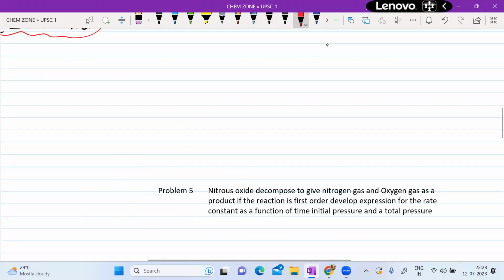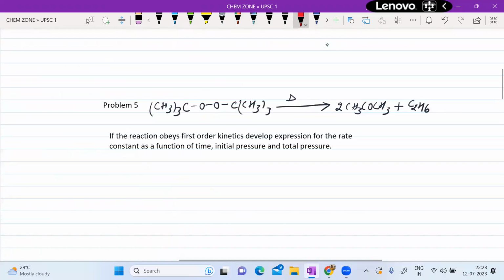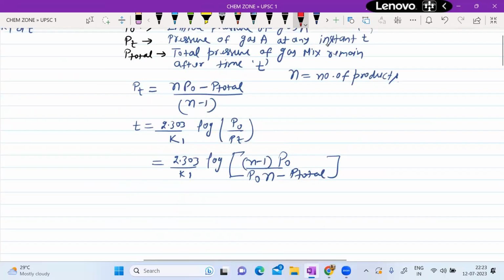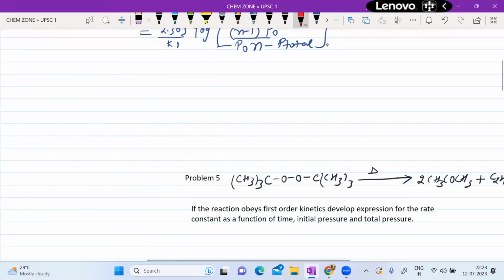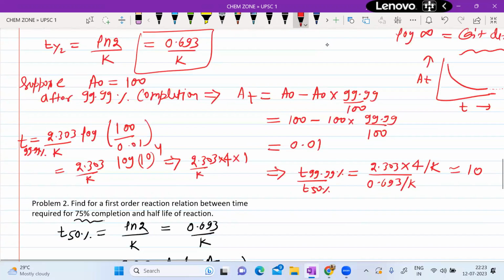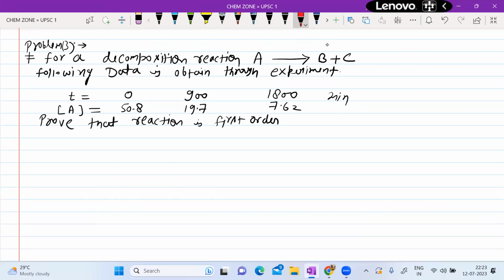Now see some more problems related to this topic. This is problem number 3, a previous year question asked in UPSC.